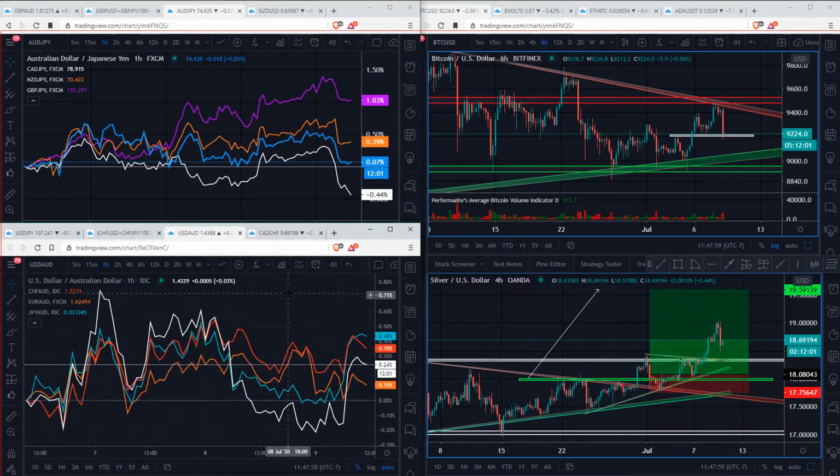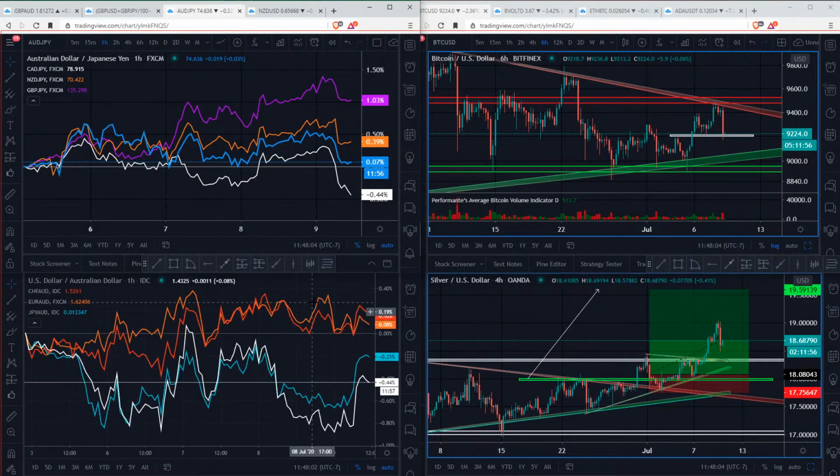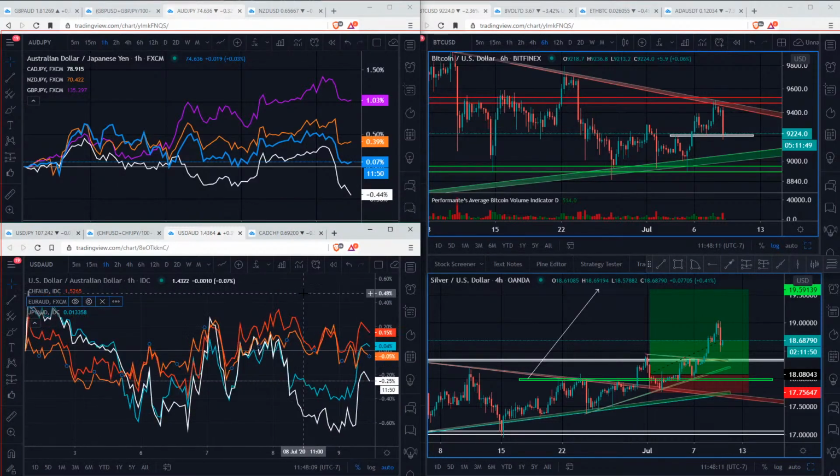Now zooming out and in on the risk off currencies, we can see that the US dollar and the Japanese yen are the weakest, with Euro and CHF as the strongest.